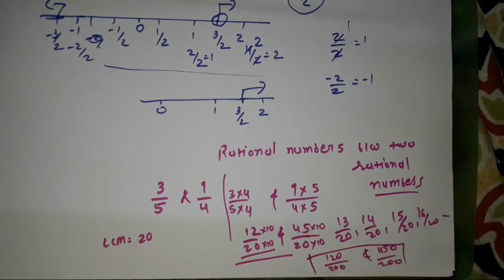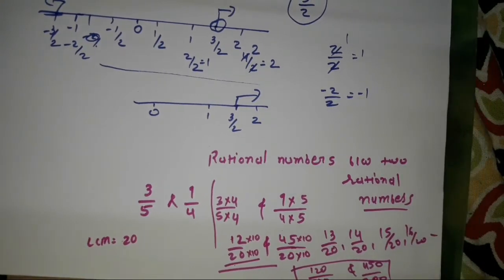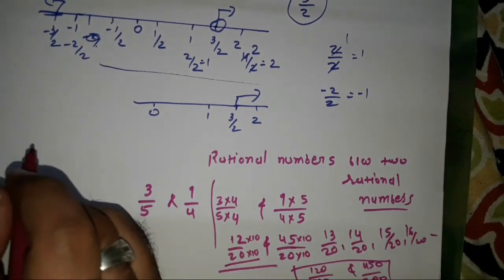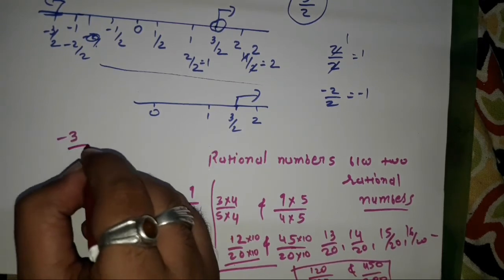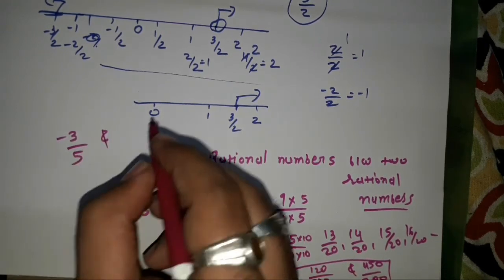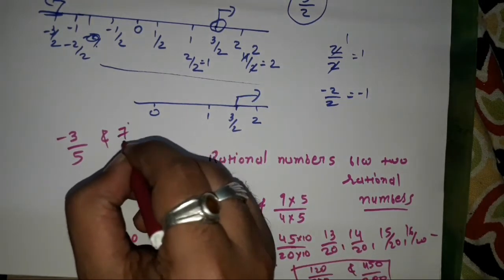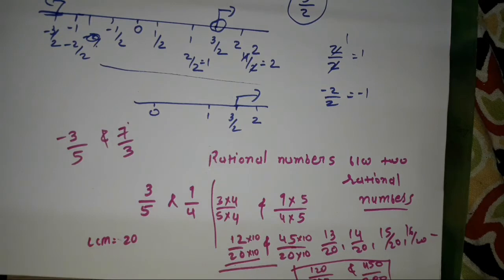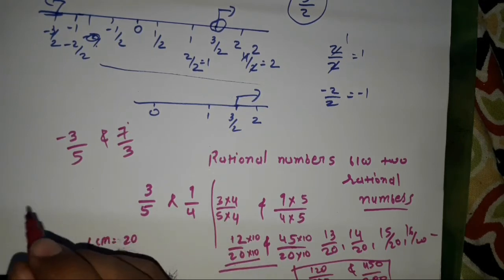And similarly, how can I find rational numbers between negative rational numbers? For example, how to find rational numbers between minus 3 upon 5 and, or we can take, 7 upon 3. To find the rational number between them, again we will use the same method. First we will take LCM. So the LCM of 5 and 3 will be 15.